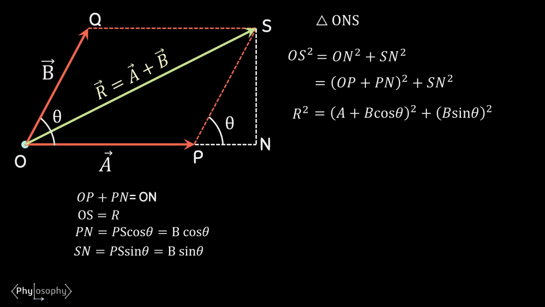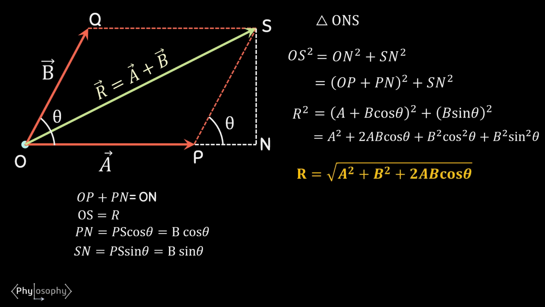Now if we expand this term, then we will have A squared plus 2AB cos theta plus B squared cos squared theta plus B squared sin squared theta. Now if you take B squared common, then sin squared theta plus cos squared theta will be 1 and you can write the magnitude of the resultant vector is equal to the square root of A squared plus B squared plus 2AB cos theta. This is the magnitude of the resultant vector R and this is exactly similar to what we get in the triangle law of vector addition.